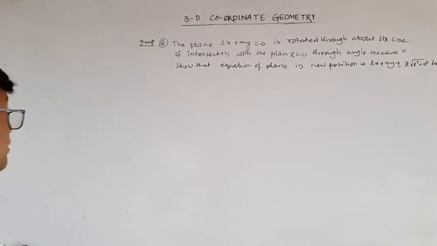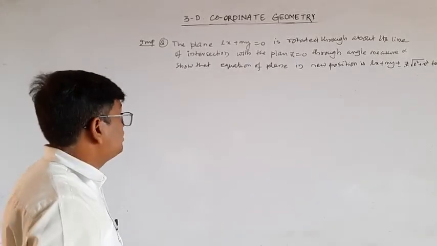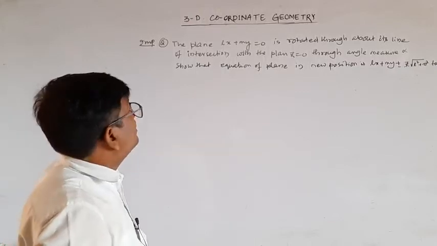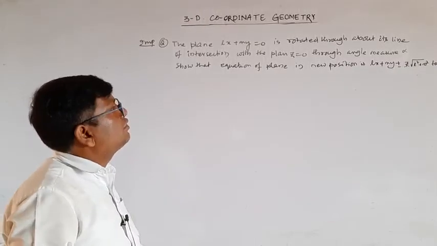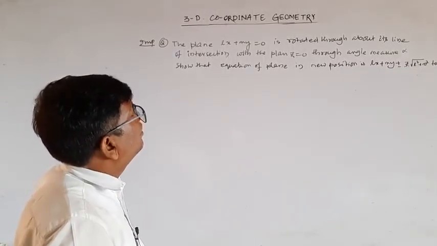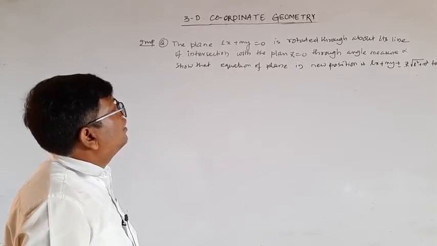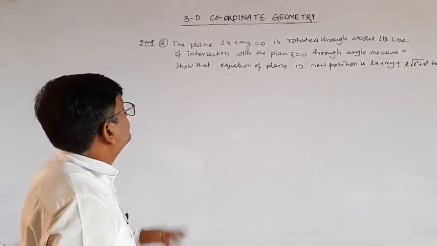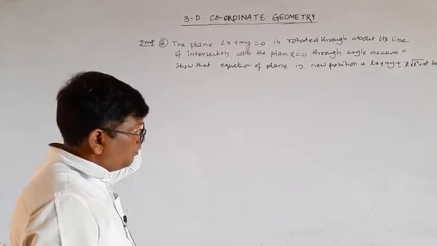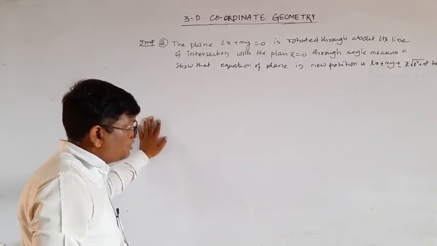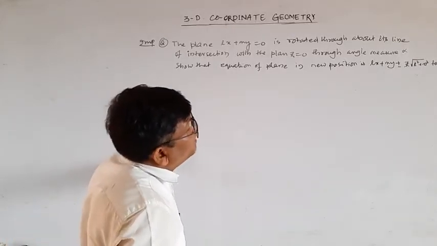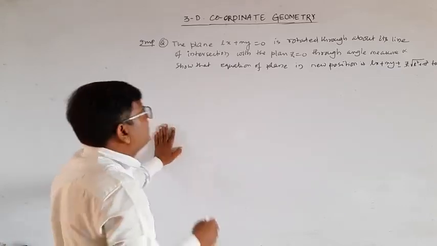Now another question. The plane Lx plus My is rotated about its line of intersection with the plane Z equal to 0 through an angle alpha, so that the equation of the plane in new position is Lx plus My plus or minus Z into root over L square plus M square into tan alpha equal to 0.